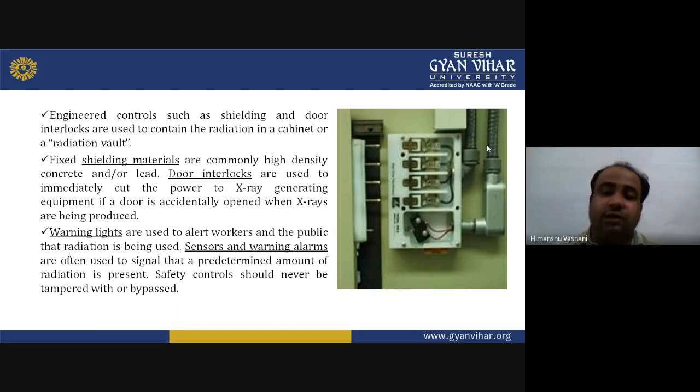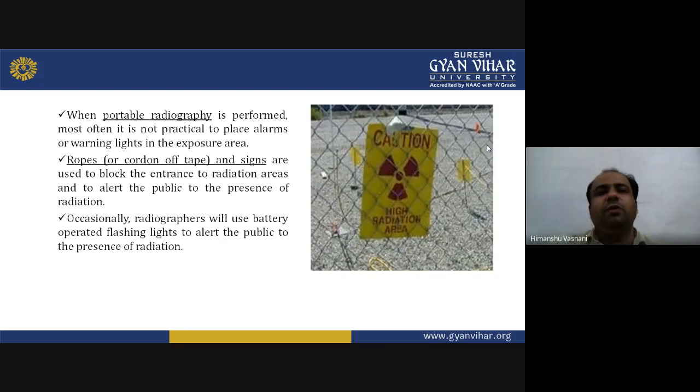So we should be aware of the safety controls. This is the kind of engineered control. Using shielding, using door interlocks, using warning lights, using sensors and warning alarms are all engineered controls for the safety of the worker. When portable radiography is performed, most often it is not practical to place alarms or warning lights in the exposed area. So ropes and signs are used to block the entrance to radiation areas.